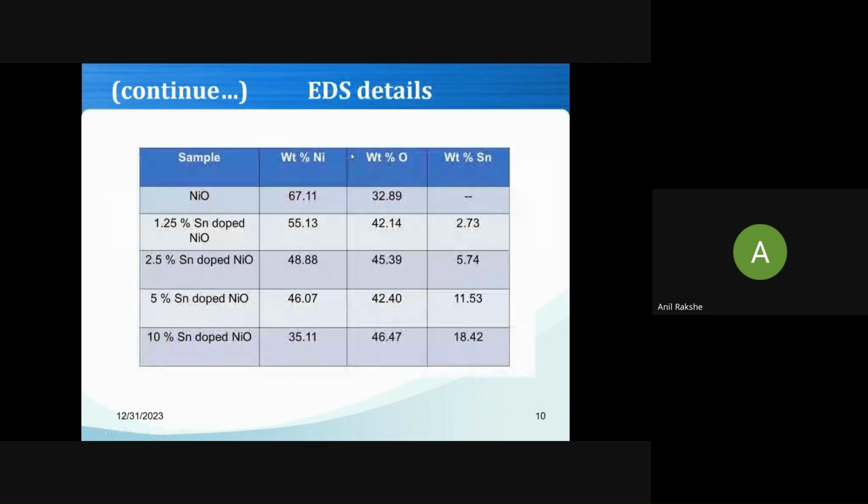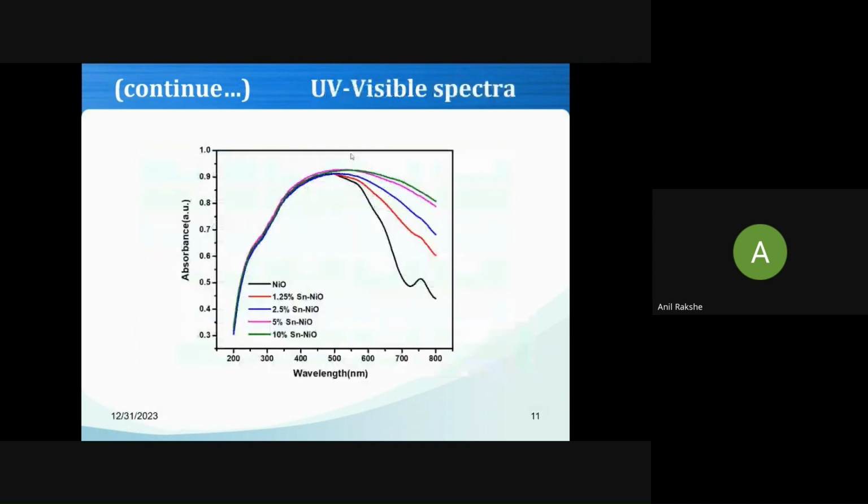This is the EDS data analysis for all these 5 samples, giving the percentage weight of nickel, oxygen, and tin. The UV visible spectra for all these samples were analyzed for pure nickel oxide and different concentrations of tin doped nickel oxide, and the absorbance peaks are observed at different values.